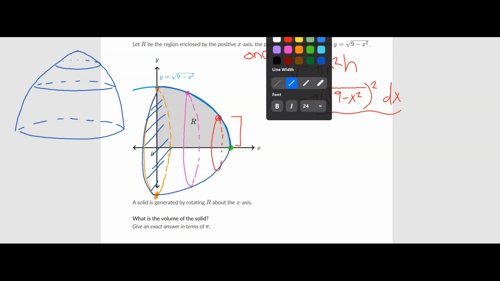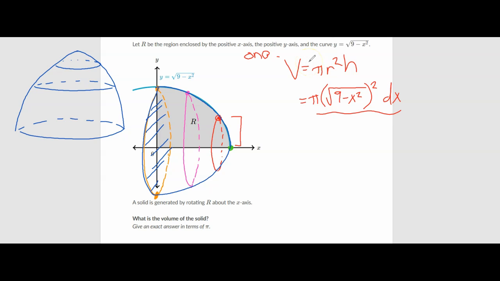I want to sum all of these disks up, right? So the volume of the whole solid is going to be equal to the integral. We're going from 0 to this x value right here. But notice it doesn't give me that. So here in this problem, I have an extra step. I've got to go ahead and find that upper limit of integration. Pause the video, think about how you would do that. How am I going to find that upper limit of integration?